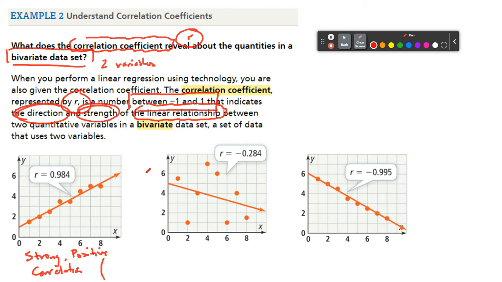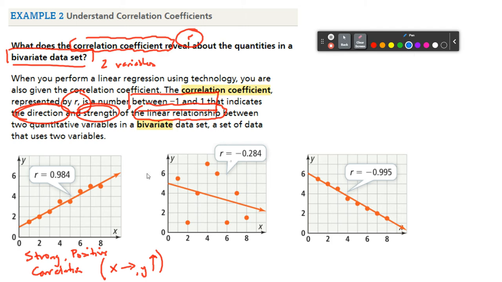And you can see that as x increases, y increases. Or I should say as x goes to the right. Let's do that. So as x increases, y increases. And there we go. For this second one here, I'll change colors to blue.